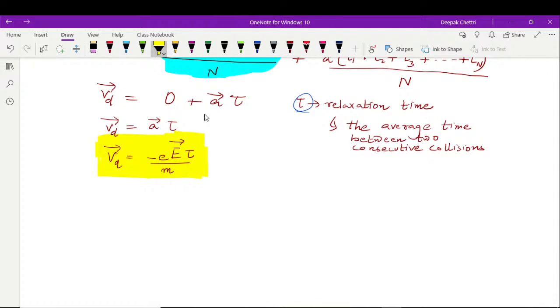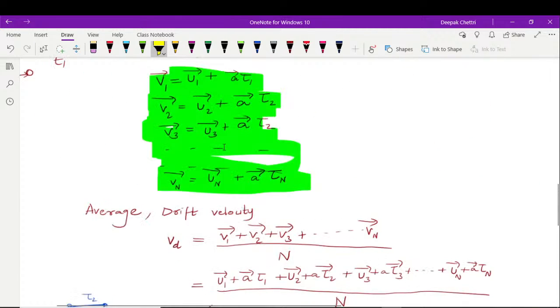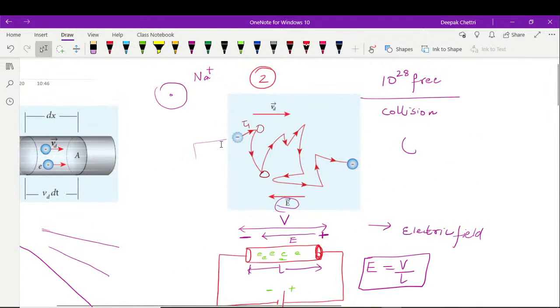Okay, so that is the thing. Now one thing I want to tell you here is, look at this diagram. The electric field is from right to left, whereas the electron moves from left to right. Remember, the direction of the electron and the electric field is opposite. If the electric field is acting from right to left, the electron will move from left to right.